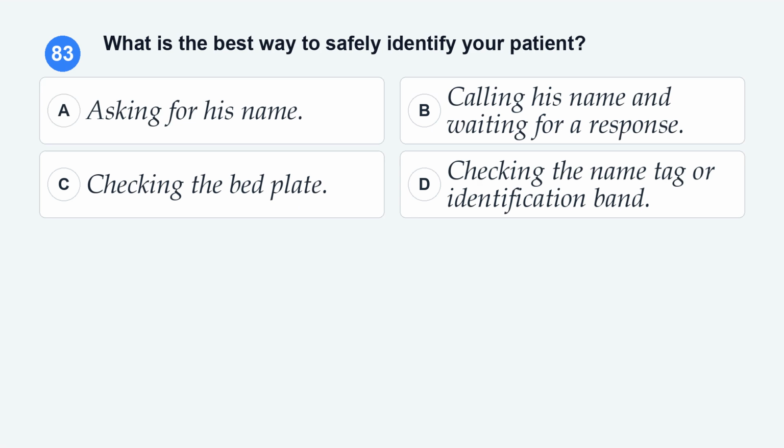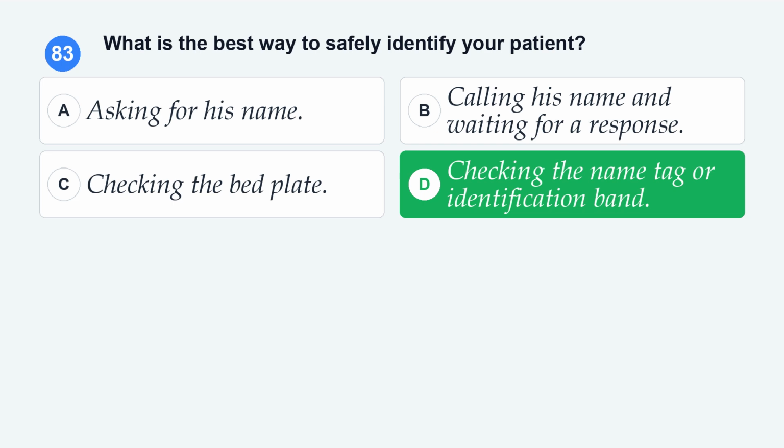Question 83. What is the best way to safely identify your patient? Option A. Asking for his name. Option B. Calling his name and waiting for a response. Option C. Checking the bed plate. Option D. Checking the name tag or identification band.